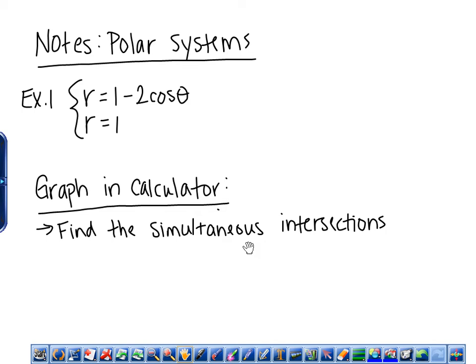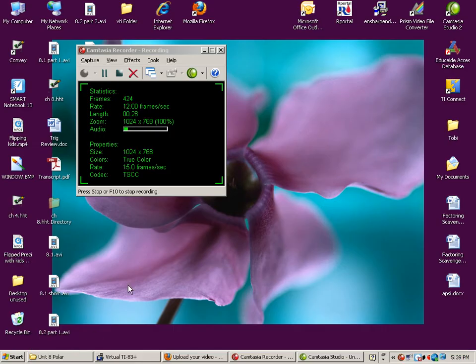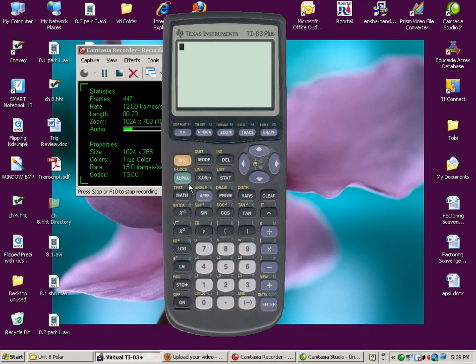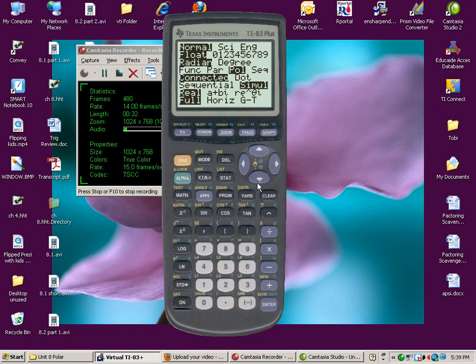Okay, so what we're going to do first is do this in our calculator. This won't really be beneficial for every problem, but for this first one, it's a nice little introduction. Go ahead and get your calculator out. Make sure you're in polar mode, radian mode. And I want you to notice another thing I did. I changed this to simultaneous. What this is going to do is graph the two polar equations at the same time instead of the first one and then the second one.